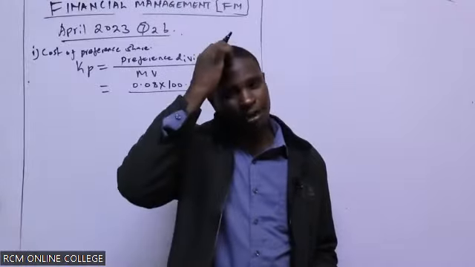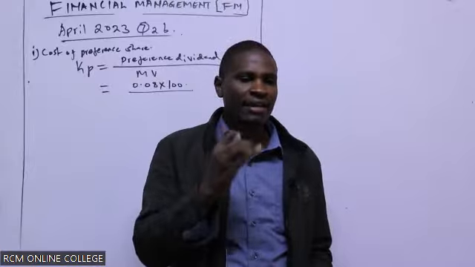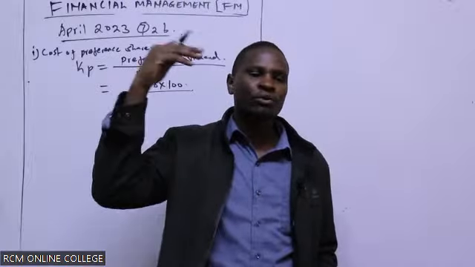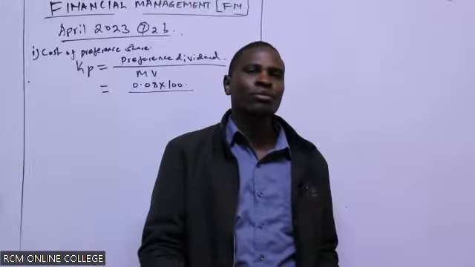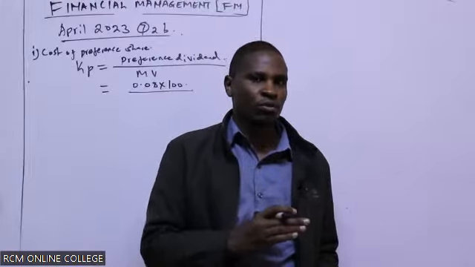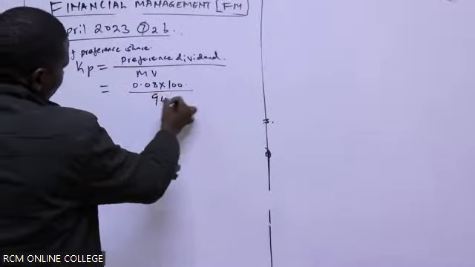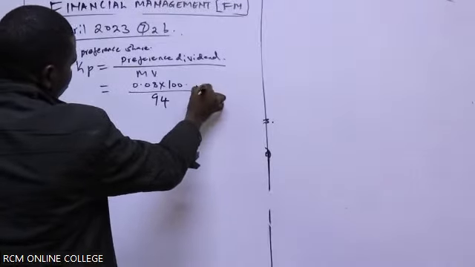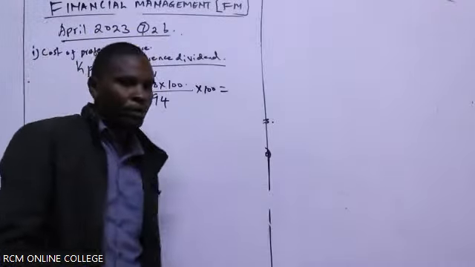Now, remember what we said. It is the current market price. Forget the 2015 and the net, those were just information to disturb you. So 94 was the price, and with that you could have gotten your KP. So can you give me the KP?